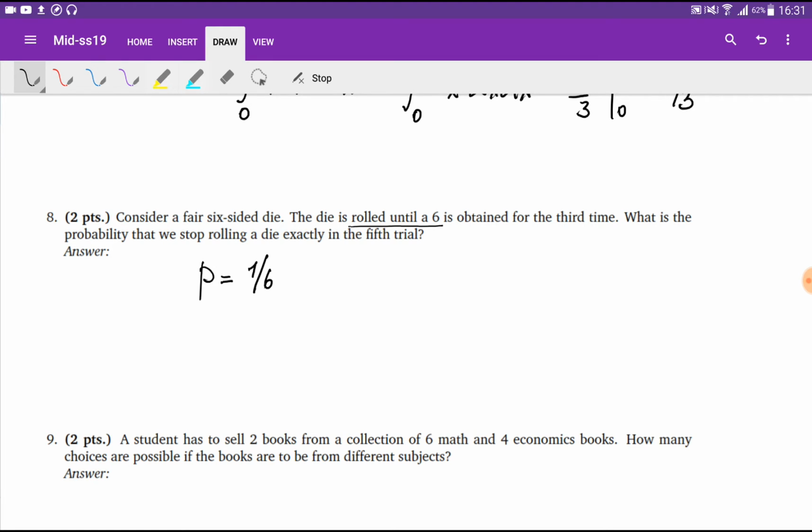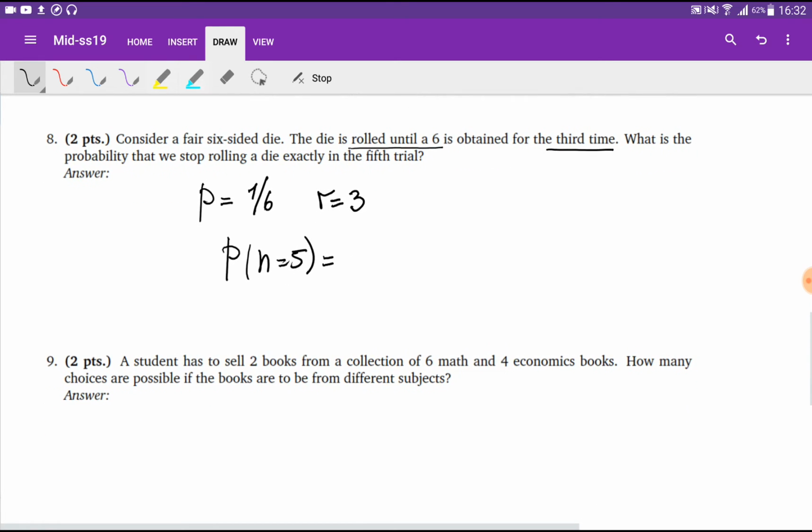And we need to evaluate the probability. So we start rolling a die, and we stop rolling once we get the third 6. So the number of successful trials should be 3, and we're required to find the probability of having the third successful trial on exactly the 5th trial, right? So n should be equal to 5, and we need to use the formula of the negative binomial distribution.